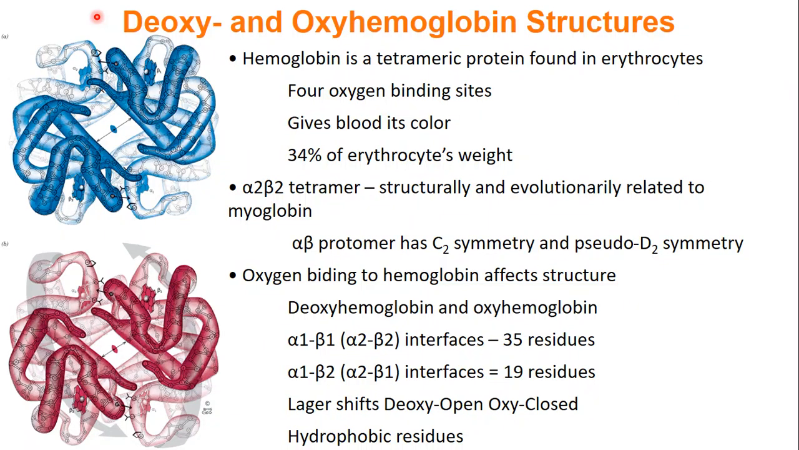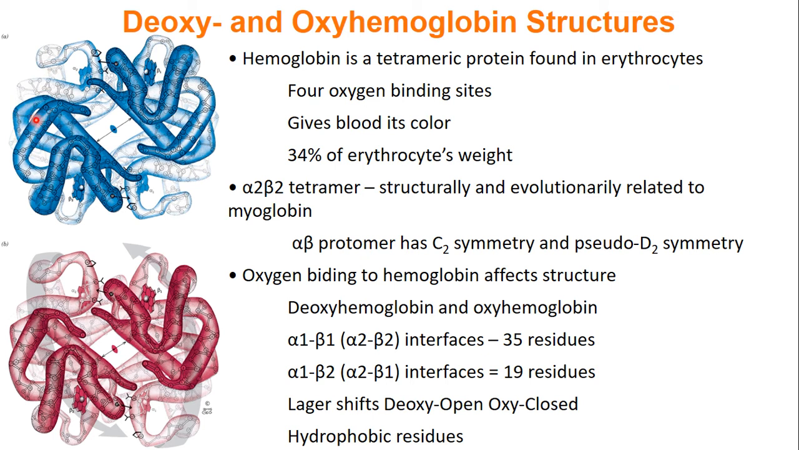In this video, we're going to look at the molecule that transfers oxygen in our blood, and that is hemoglobin. Hemoglobin is a tetrameric protein, that is, it has 4 subunits, found in erythrocytes, which are basically red blood cells. It has 4 sites for binding oxygen, and hemoglobin is why our blood appears blue or red.